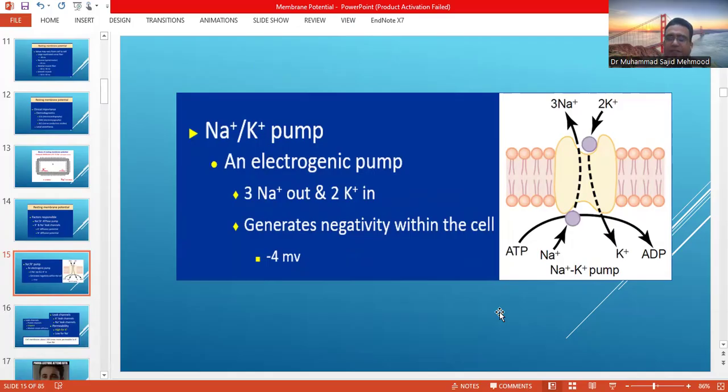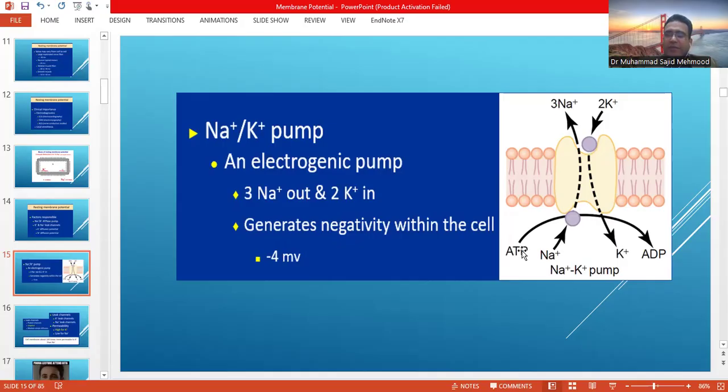We have discussed the sodium potassium pump previously. The sodium potassium pump has a characteristic that it can bind with three sodium ions on the inside surface of the channel, while it can bind with two potassium ions on the outside surface of the channel, at the extracellular fluid space.